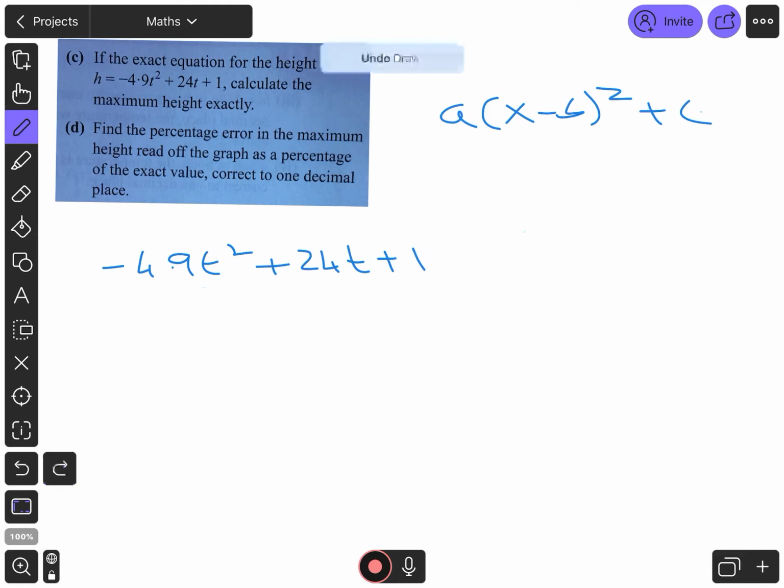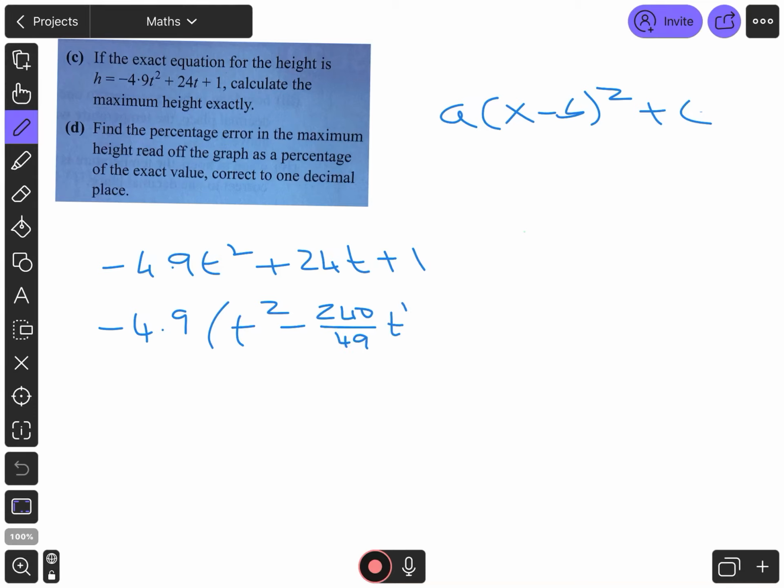So first thing I need to do is take out what's common from the first part, so that's minus 4.9. I'm left with t squared minus 240 over 49 t, and then the plus 1. Now, if you're not sure where I'm getting that from, what I'm doing there is to take something out as common, you have to basically divide both parts by that. So when I divide the minus 4.9t by minus 4.9, that's why you're left with the t.